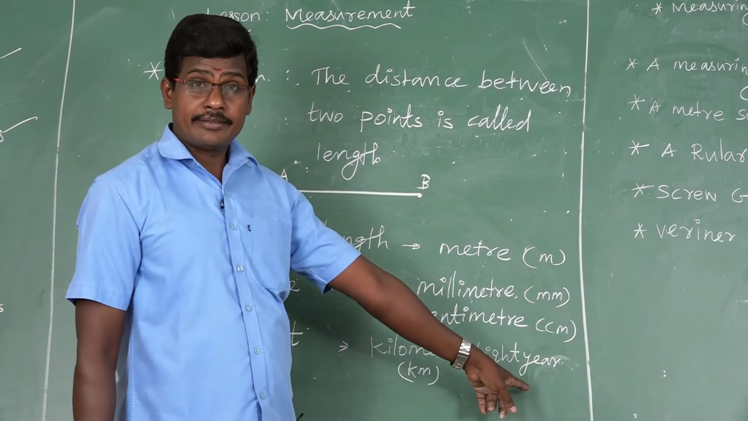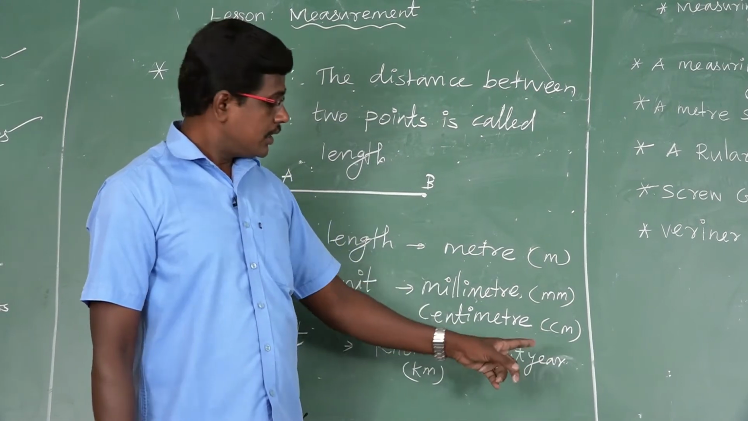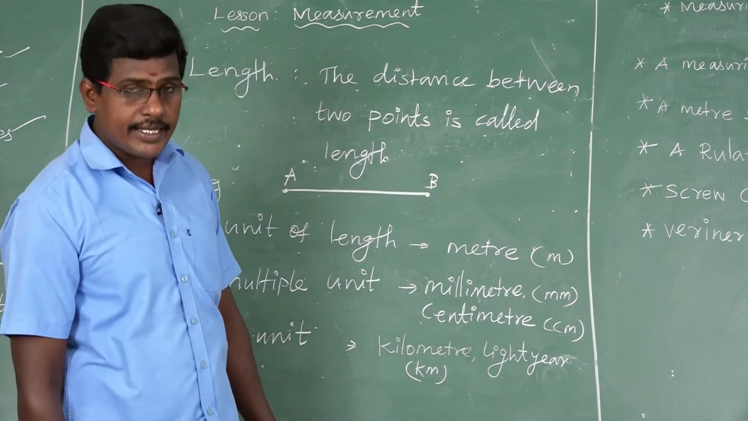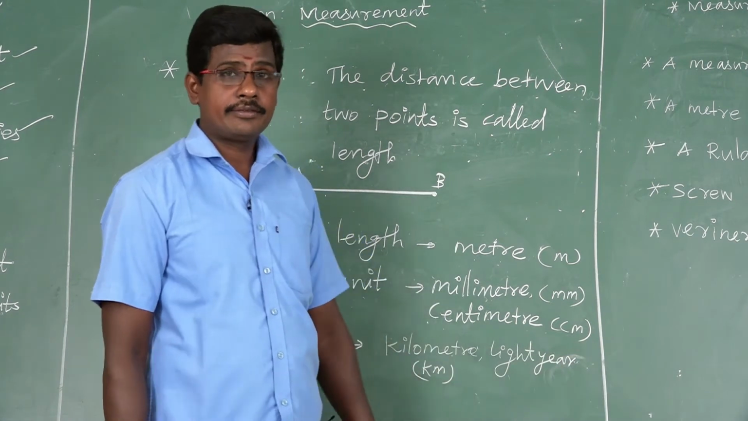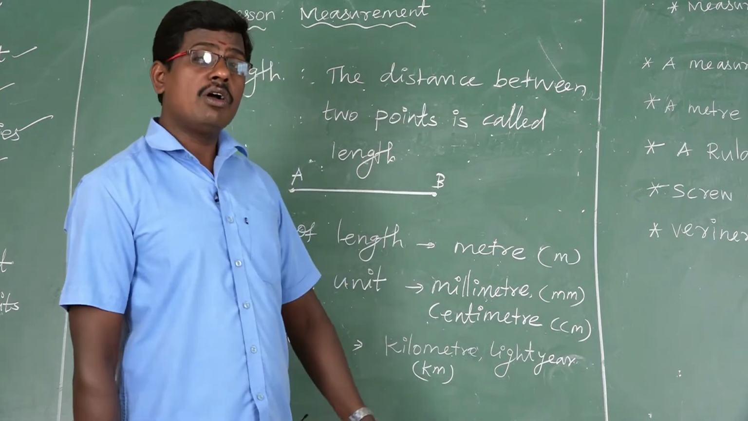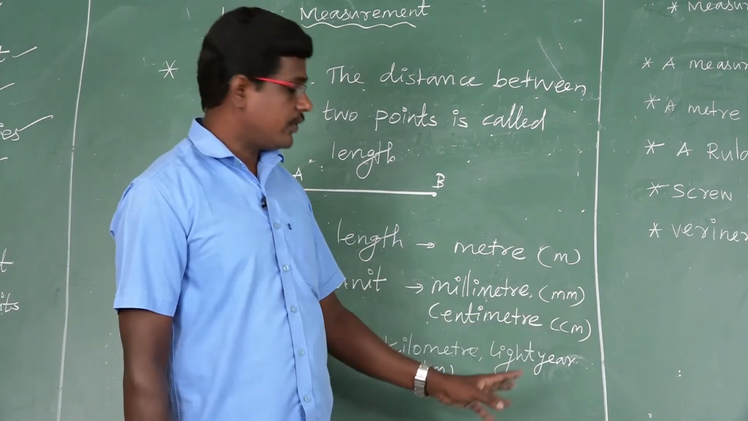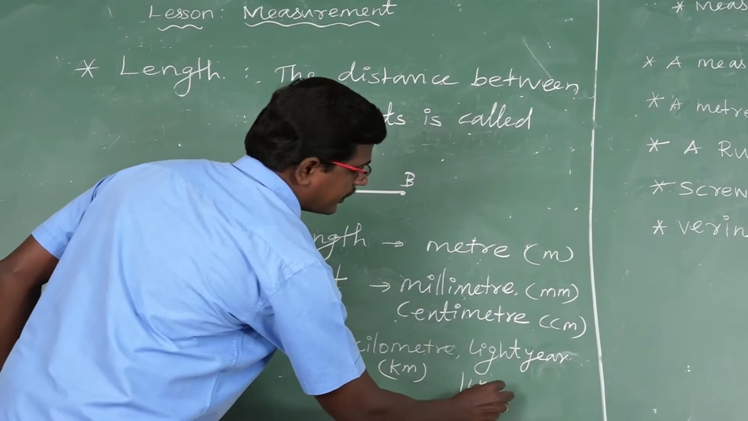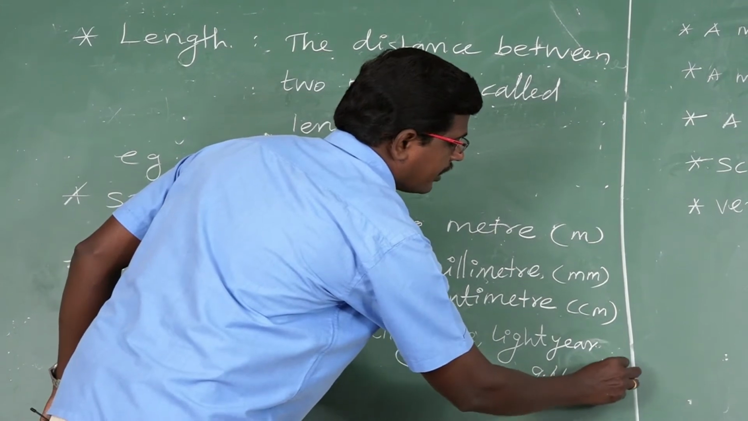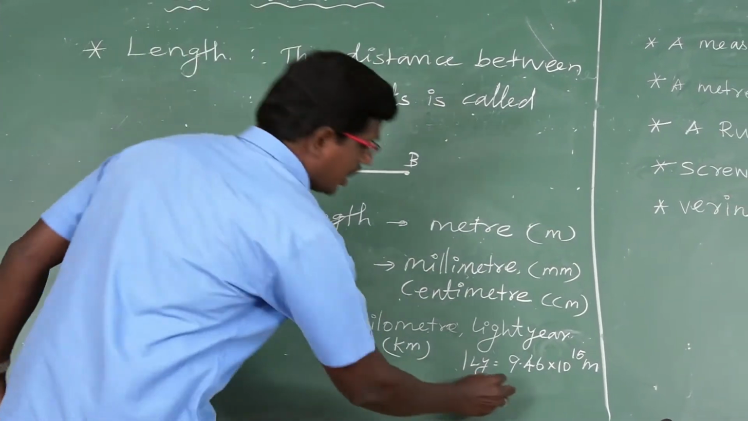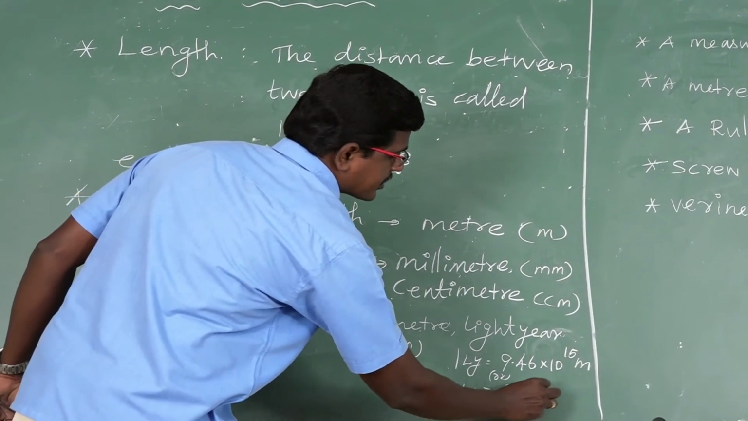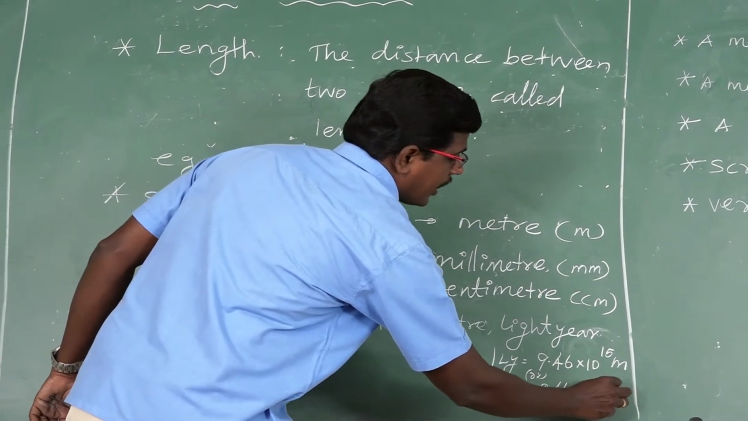What is a light year? A light year is the distance light travels in a vacuum in 1 year. The light year is used for measuring very long distances, such as star to star. 1 light year equals 9.46 times 10 power 15 meters, or 1 light year equals 9.46 times 10 power 12 kilometers.